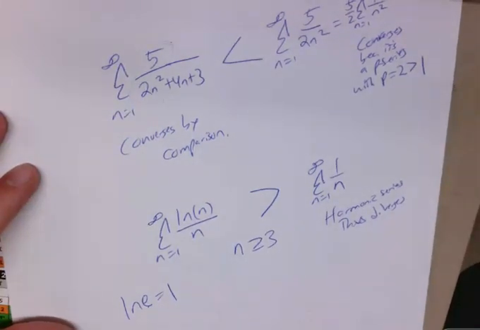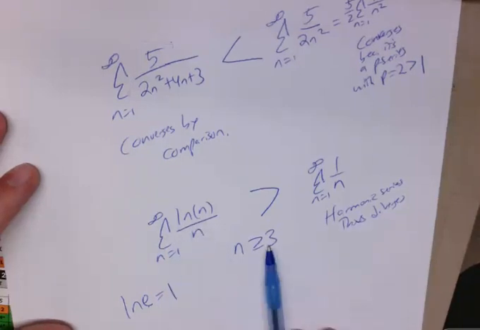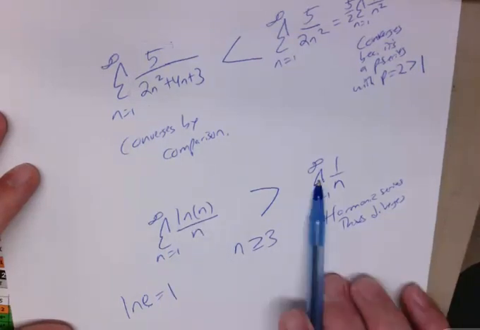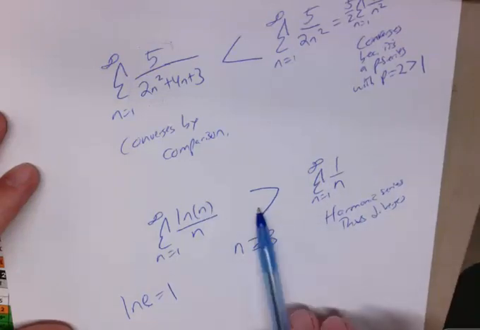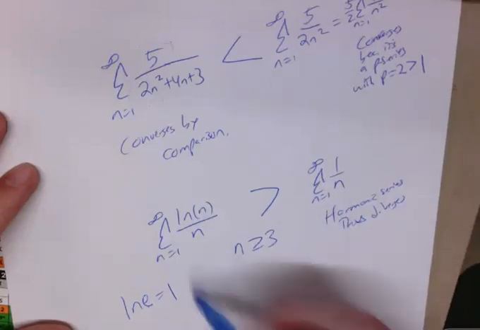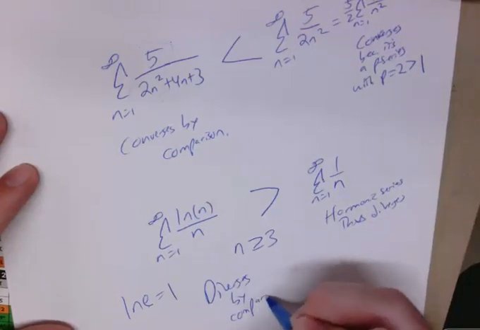So all I cared about was what's happening to this as n gets bigger and bigger, and the moment we hit 3 or more, this series is bigger than that one. This one is a harmonic, which diverges. Our series is bigger than one that we know diverges. Therefore, this series diverges by comparison. And that's the idea behind the comparison test.